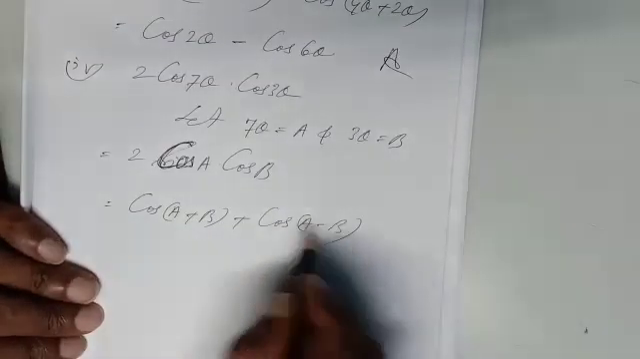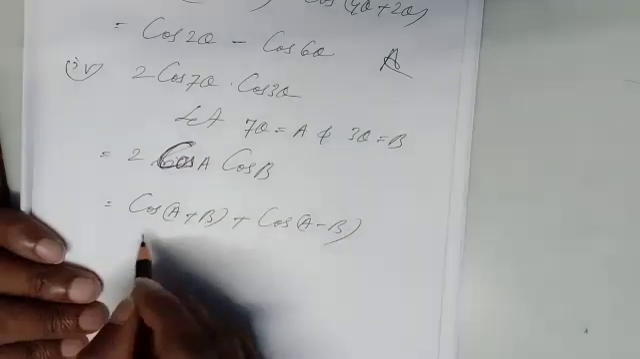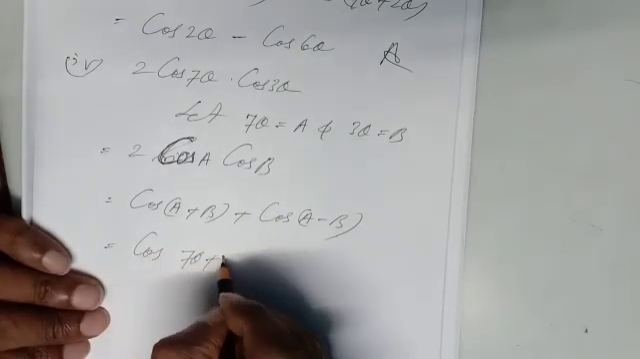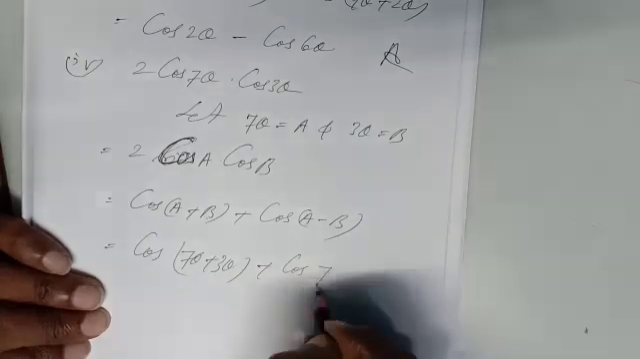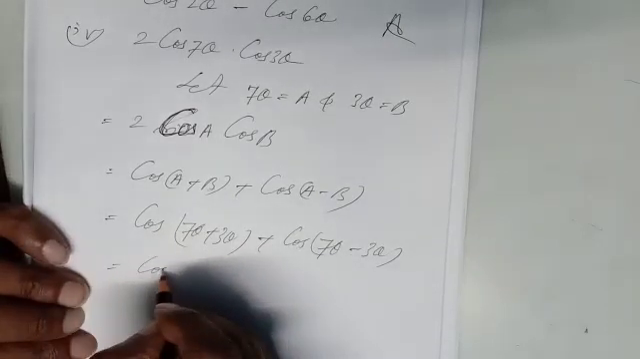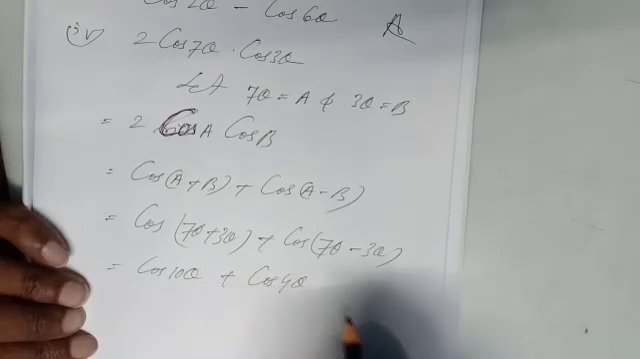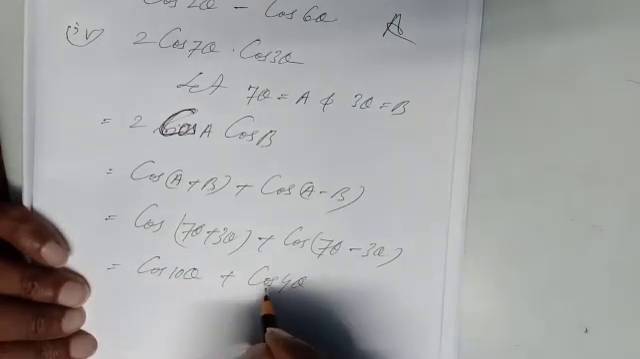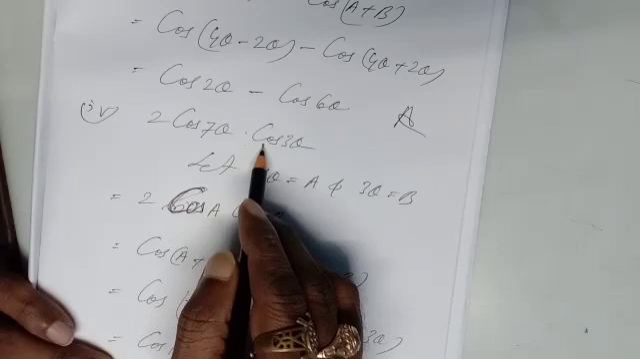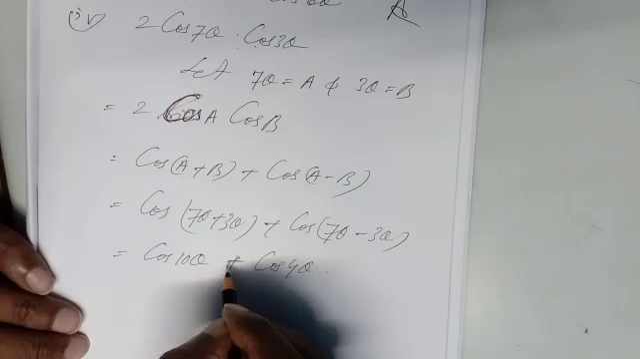Cos A plus B formula is cos A cos B minus sin A sin B. Here cos A cos B plus sin A sin B, it will be cancelled. Finally, how much are you getting? Cos 10 theta plus cos 4 theta. That means the question 2 cos 7 theta cos 3 theta is equal to cos 10 theta plus cos 4 theta. This is the answer of the 4th part.